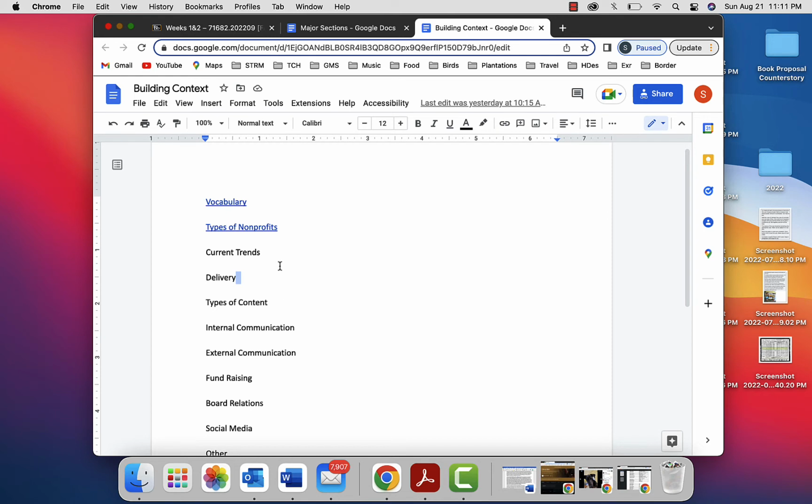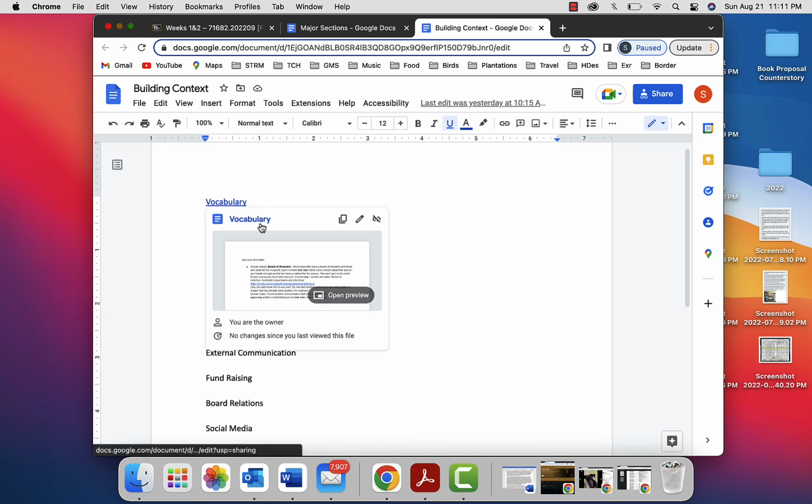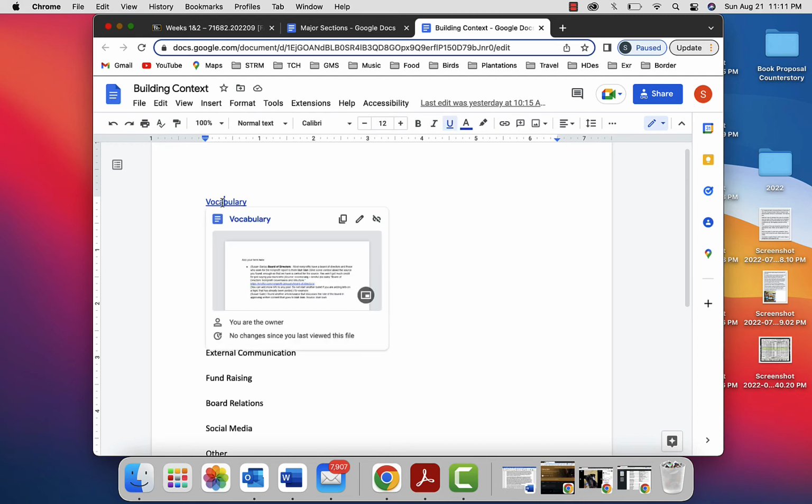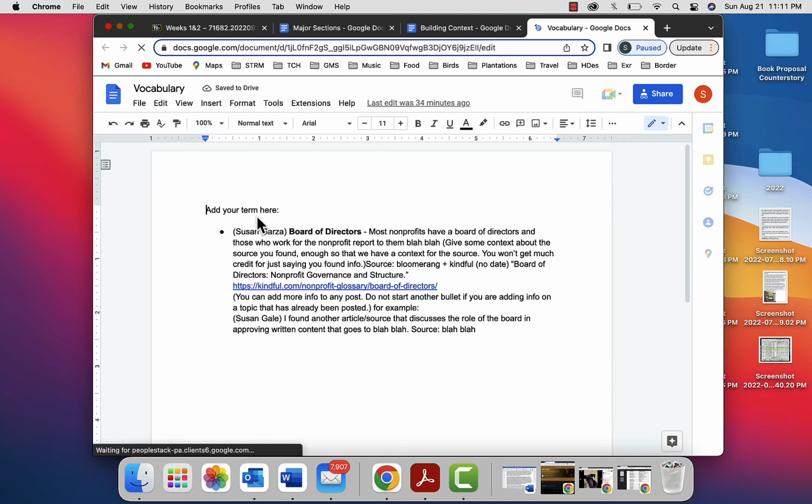So for these first 2 weeks, to kind of get us started, and we'll be figuring out how to make all this work, and you guys can ask your questions and tell me where something might not be clear. You're going to want to post one source with some information you found under vocabulary, and then one under types of nonprofits. And what I mean by vocabulary is, what are the terms that are used? In any area there are terms.